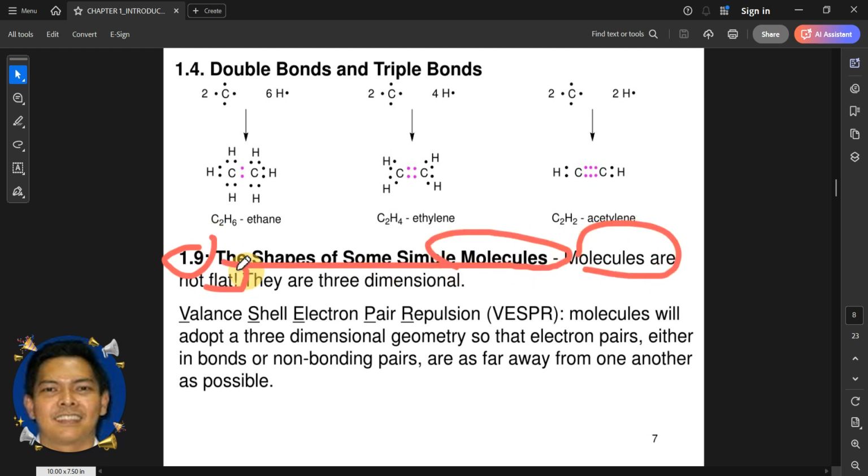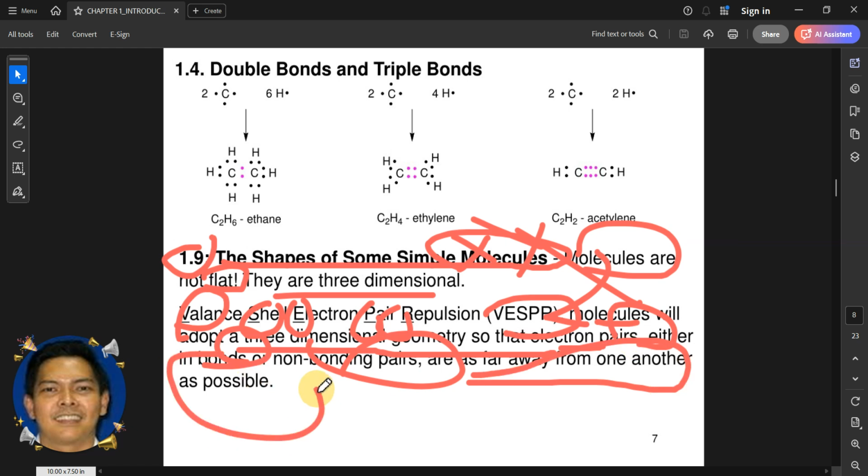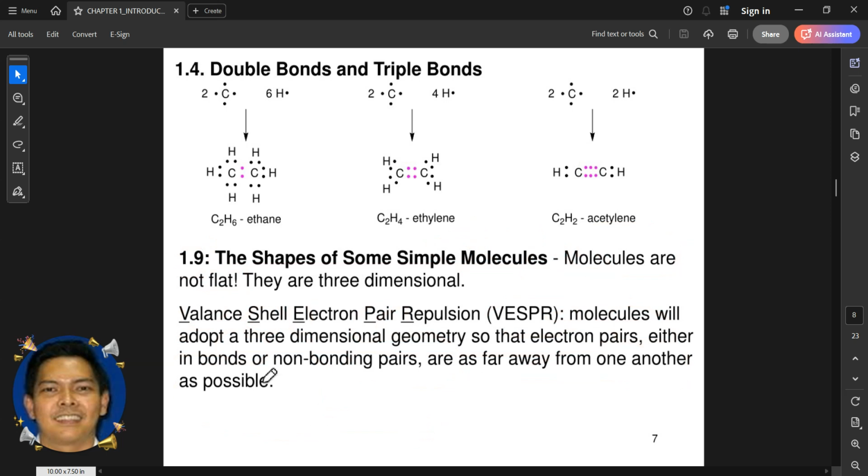Subtopic 1.6, the shape of some simple molecules. Molecules are not flat. They are three dimensional. They have x, y, and z axes. Okay, so in valence shell electron pair repulsion, or VSEPR, the molecule will adopt a three-dimensional geometry so that the electron pairs, either bonding or non-bonding, are as far away from one another as possible. So they have the tendency to become distant from each other as much as possible.